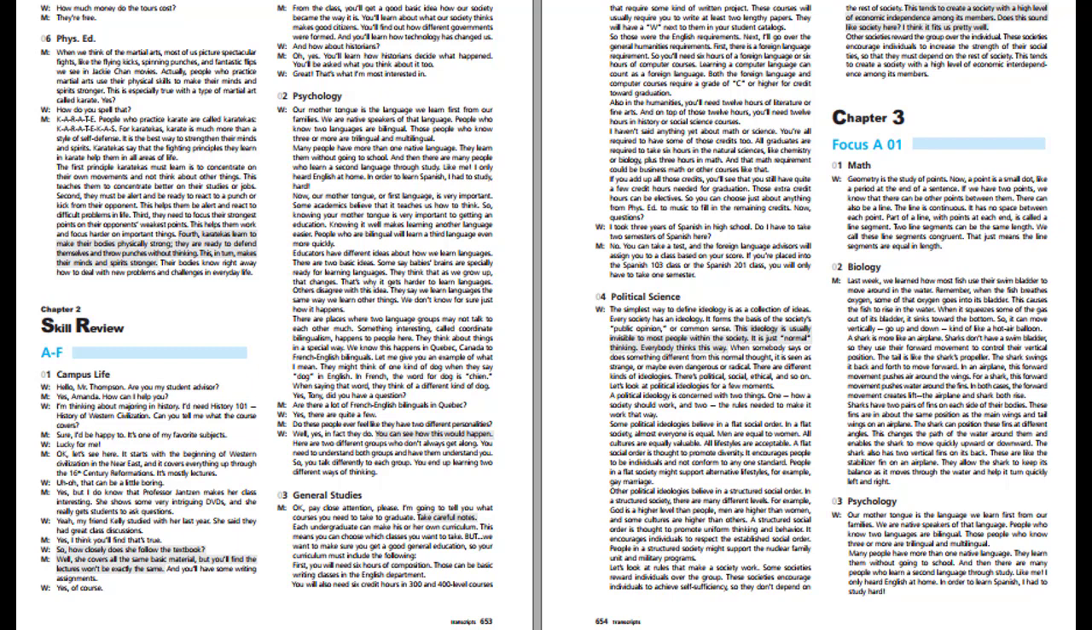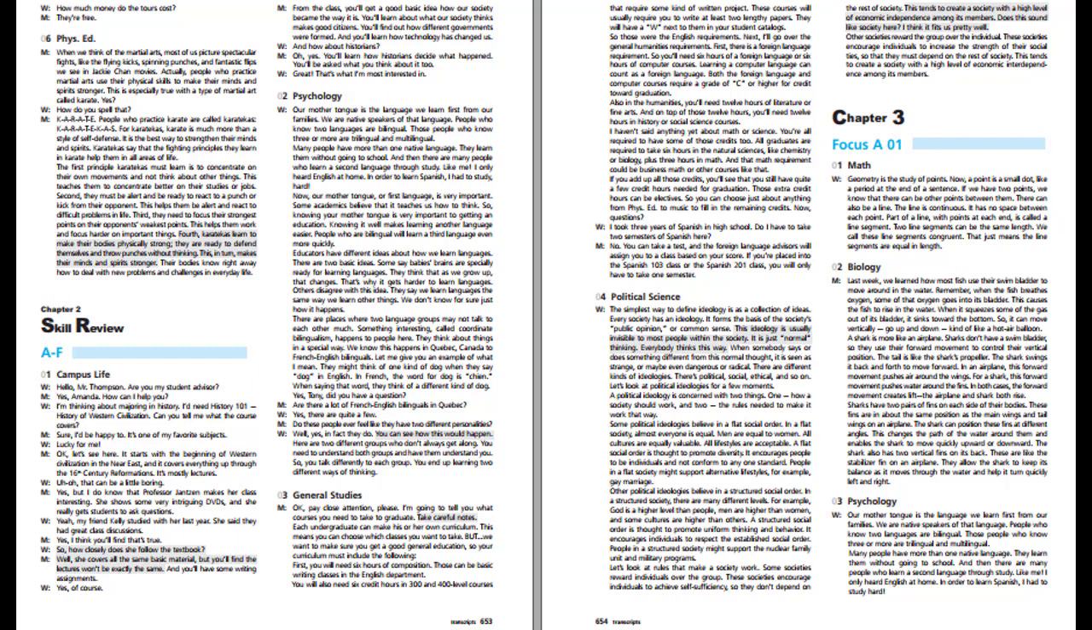Three. Psychology. Our mother tongue is the language we learn first from our families. We are native speakers of that language. People who know 2 languages are bilingual. Those people who know 3 or more are trilingual and multilingual. Many people have more than 1 native language. They learn them without going to school.